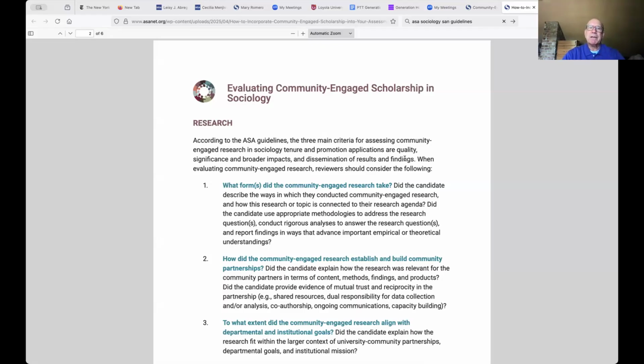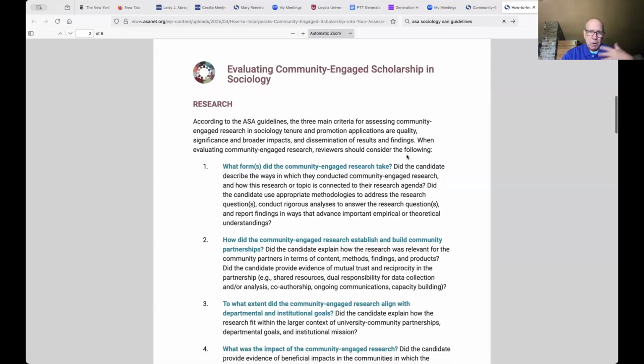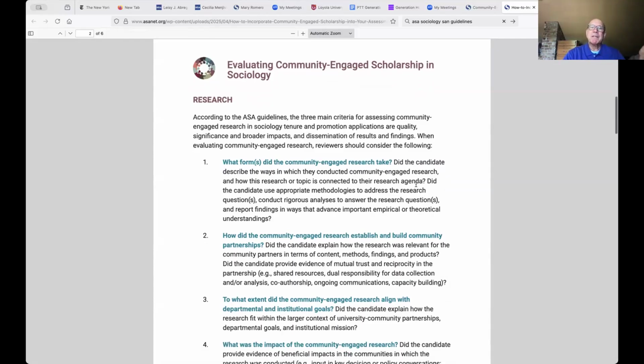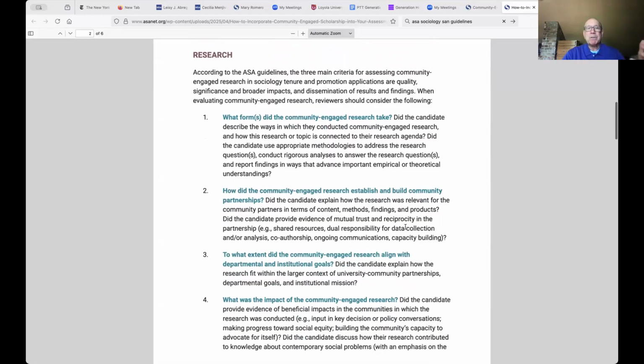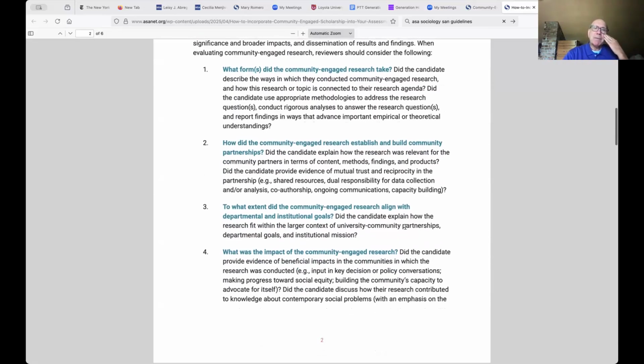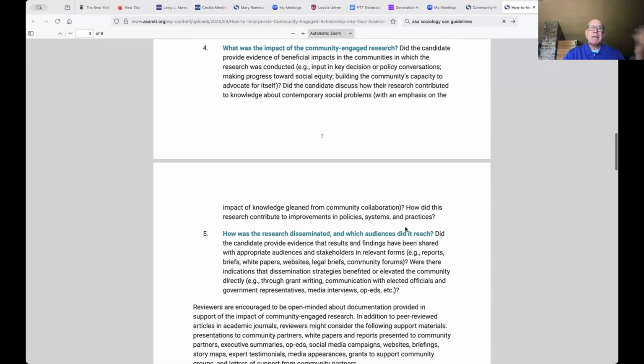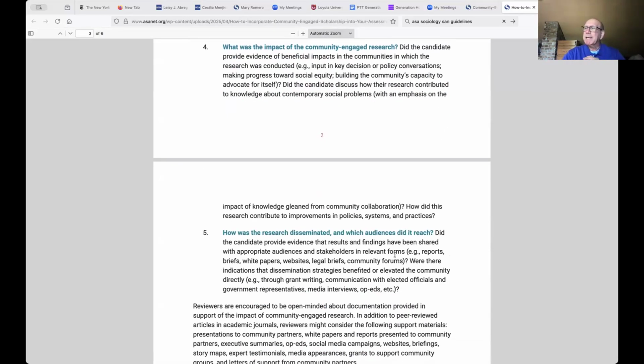So these guidelines, I think, are helpful, and we hope they are helpful for personnel committees, but also for external reviewers. Now, your statement going up for review has to make a lot of these arguments and a lot of these connections. But we also have a number of, I'm not sure if we want to call these criteria, but areas of a review. What forms did the community engaged research take? The question of partnerships, how are they built? Alignment with goals, impact, contribution to knowledge, how the research was disseminated.